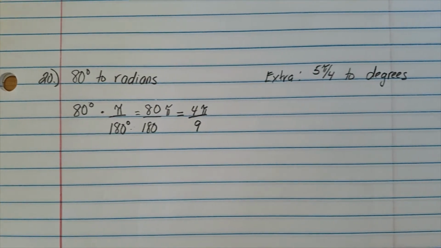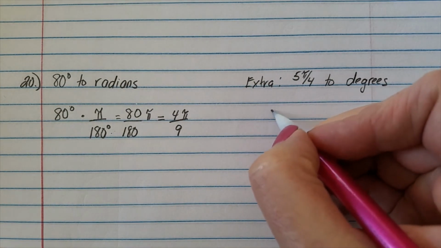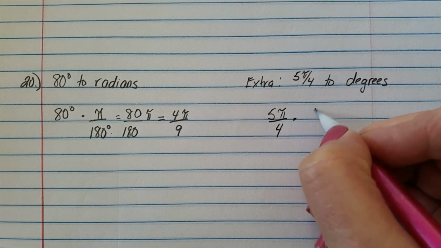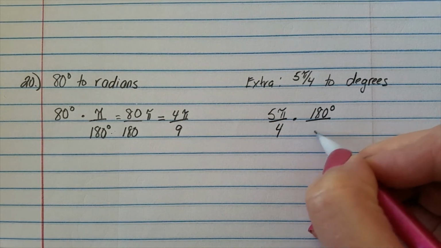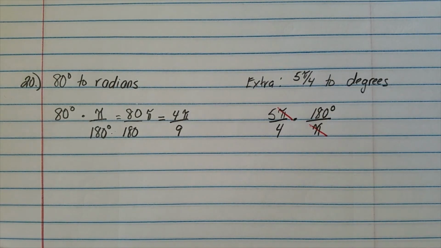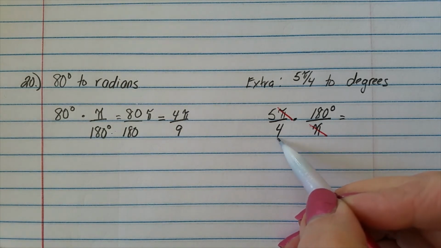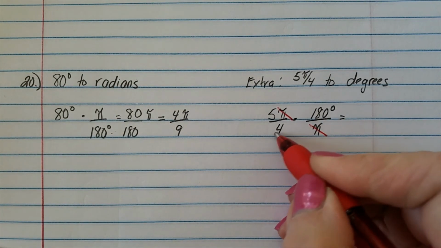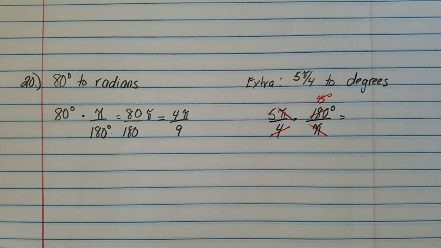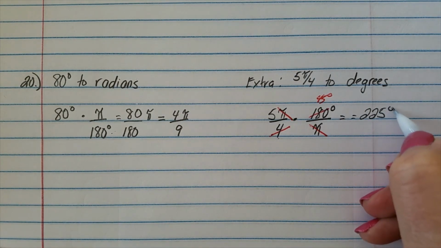And I threw one more in to give you another example going radians to degrees. 5 pi over 4 times, if I want degrees, I'm going to put degrees in the numerator, radians in the denominator. My pi's reduce out. And again, 180 is divisible by 4. Let's go ahead and cross reduce. That is 45 degrees. So 5 times 45 degrees is 225 degrees.